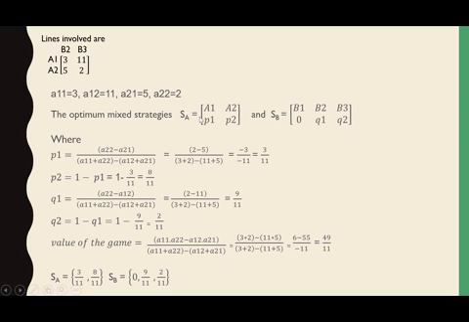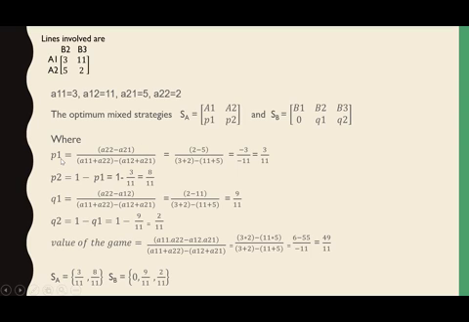So the optimal mixed strategies will be, for A1 it is P1, for A2 it is P2. For SB, though we have skipped B1, its corresponding probability I will write as 0. Whichever we skip, its corresponding probability we will take as 0. For the remaining two, B2 and B3, it is Q1 and Q2.